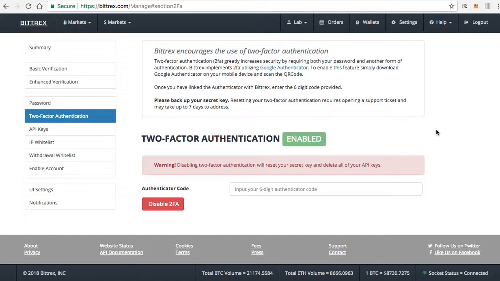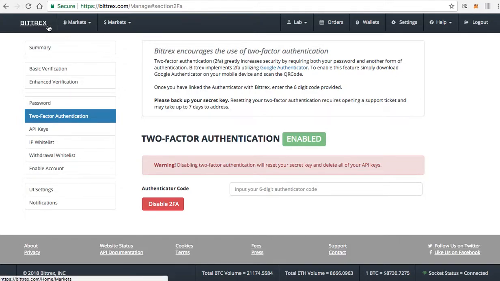And every time you log in from there on out, you will need your phone. You will need to put in that 6-digit dynamic code that's always changing so that you can access your Bittrex account or any exchange that you have. It is uber important to do that. Exchanges get hacked often, and you want to protect your funds, right? It's your responsibility. So make sure that you have 2FA enabled.